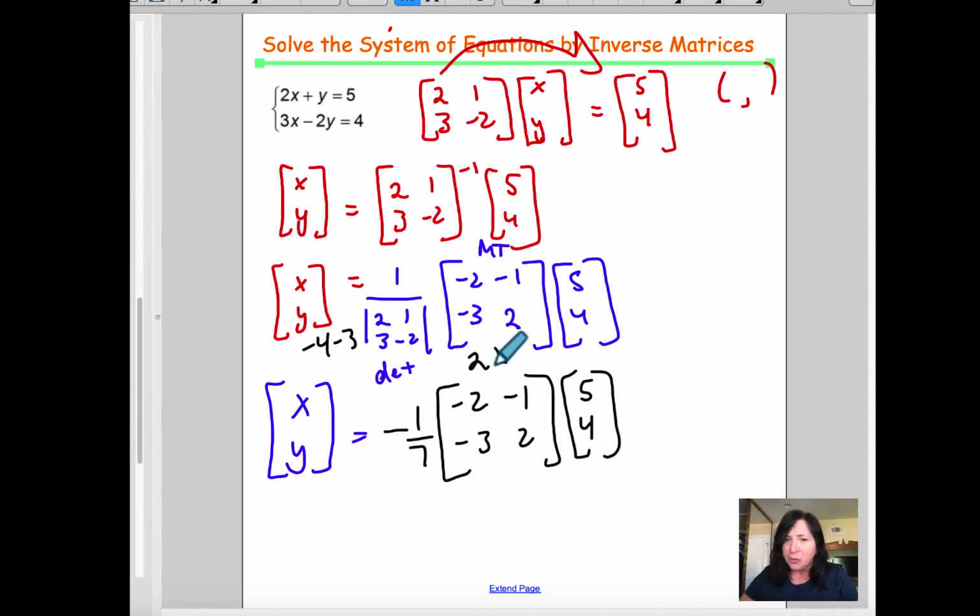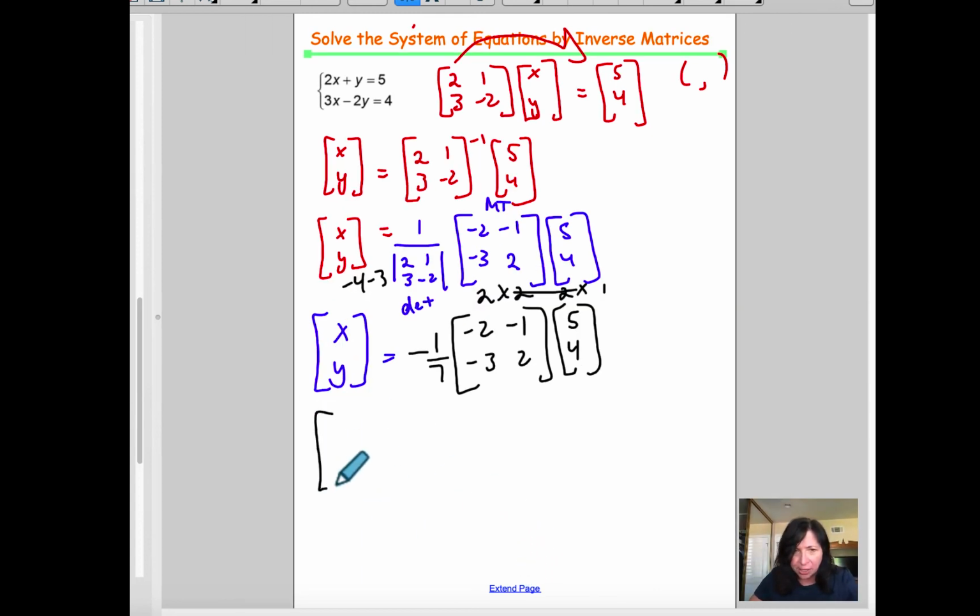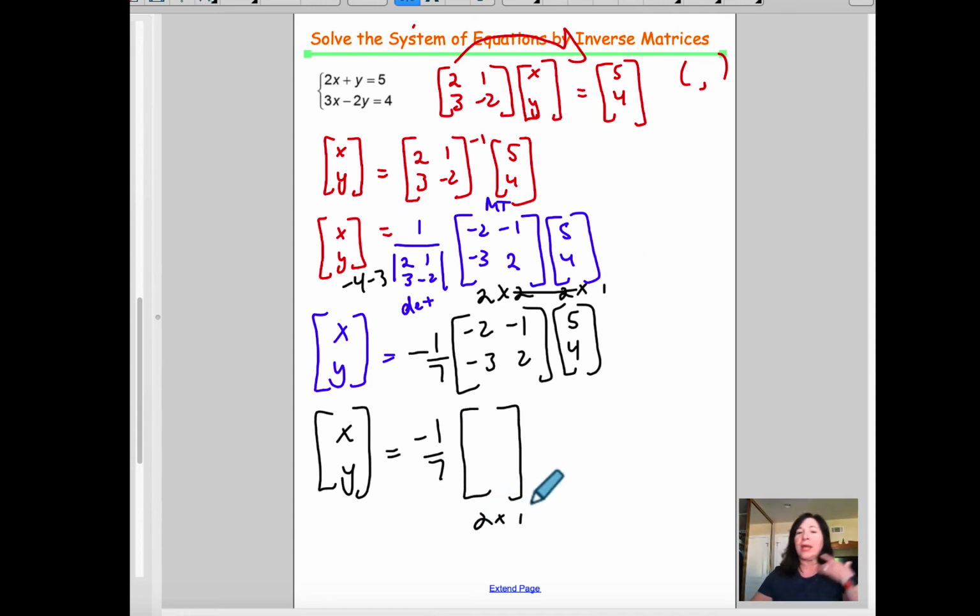Because this is a 2 by 2, and this is a 2 by 1. The 2's cancel because those are the same. That tells me that I can actually multiply those two together, and the result is a 2 by 1. So realistically, my solution is going to be x, y equals -1 over 7, and then there's my 2 by 1. Remember, row times column.